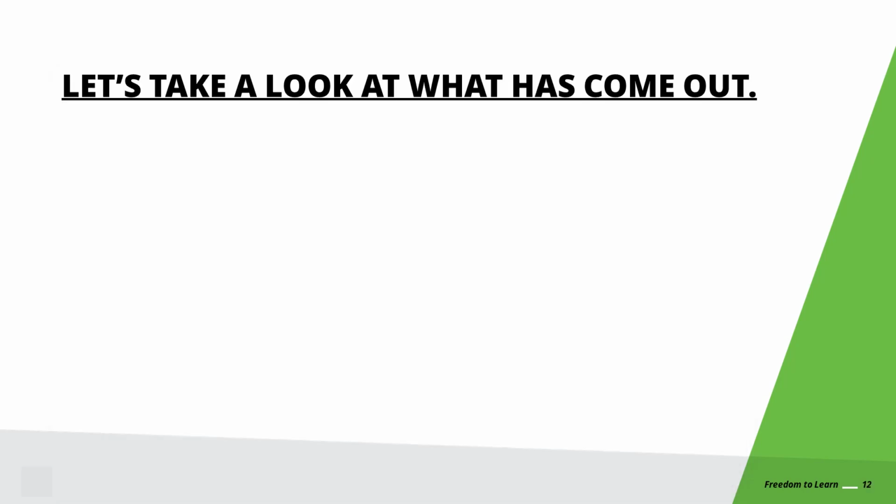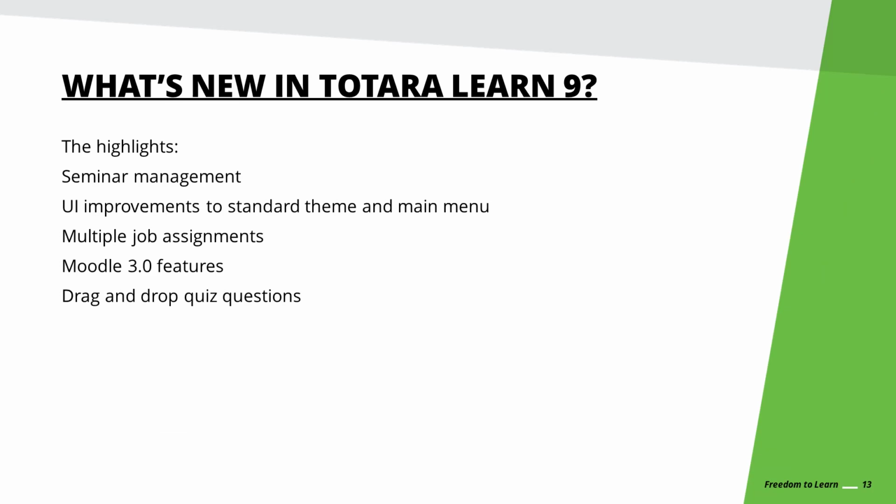So let's take a look at what's come out. That's really the focus for this particular session. So we'll start with Totara 9, and we're just going to work through each version. So just some quick highlights, and then we're going to go through screenshots of each of these. If you have questions as we go, please feel free to put them in the questions area or in the Q&A box. You can also put things in the chat, but it's a little easier to manage questions through the Q&A.